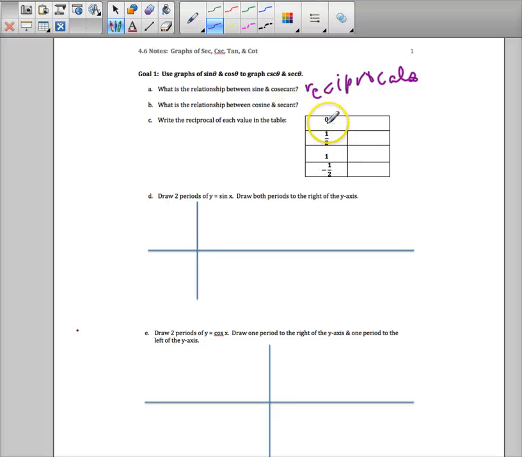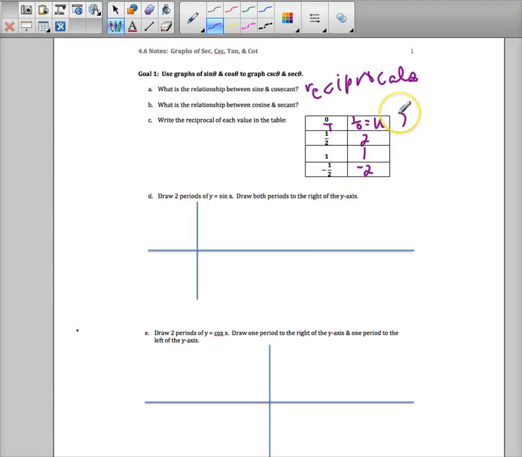Remember, 0, written as a fraction, is 0 over 1. The reciprocal of 0 over 1 is 1 divided by 0, which is undefined. So the reciprocal of 0 is undefined. The reciprocal of 1/2 is 2 over 1, or 2. The reciprocal of 1 is 1, and the reciprocal of negative 1/2 is negative 2. Notice the reciprocal's signs do not change. We only invert the numerator and the denominator.